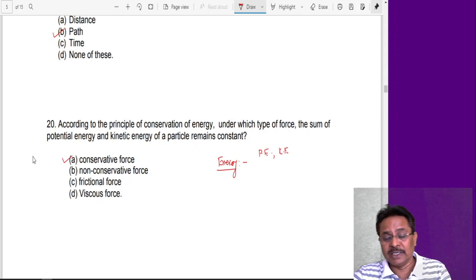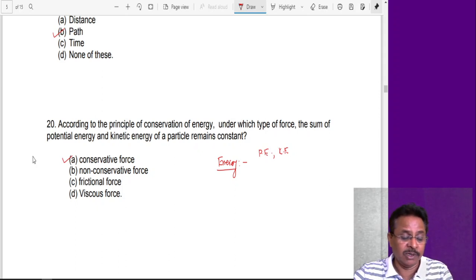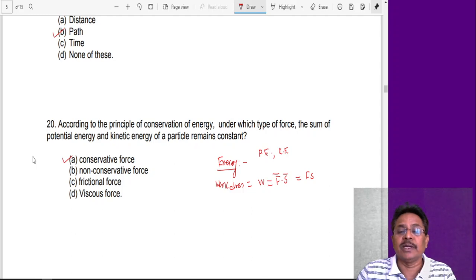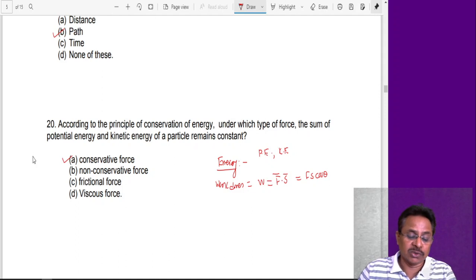In case of kinetic energy, it is 1/2 m v square. This is applicable for all types of field. Then work done is given by this simple expression. Work done is a scalar quantity which is obtained by taking the scalar product of two vectors, F bar dot ds, or sometimes we calculate it by F into ds multiplied by cos theta. So this expression is used to calculate work done.